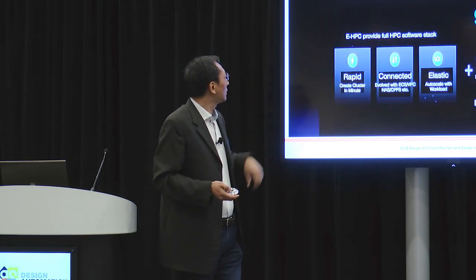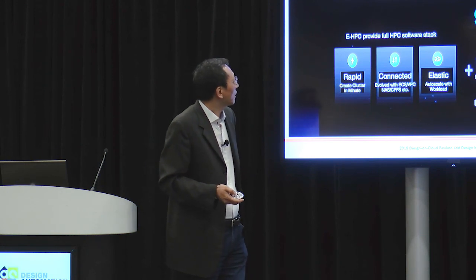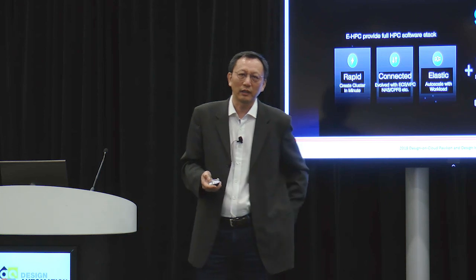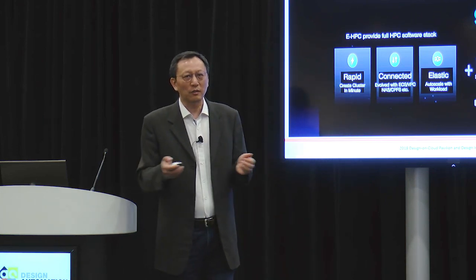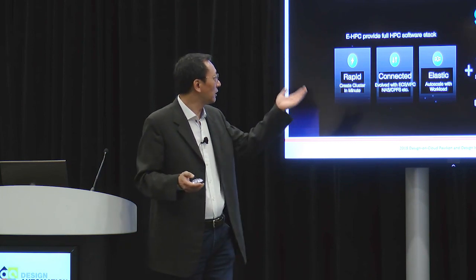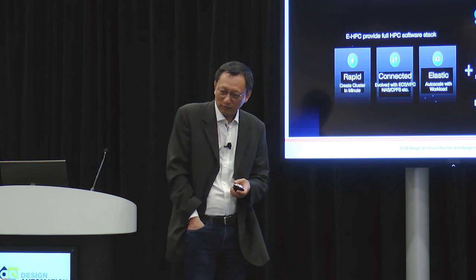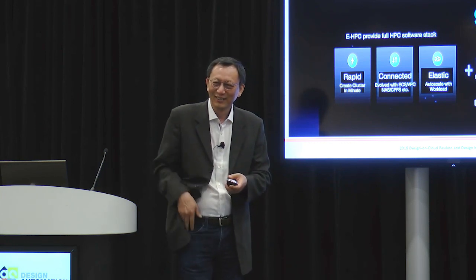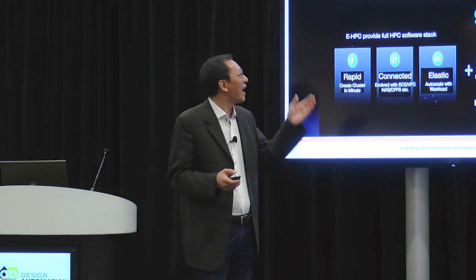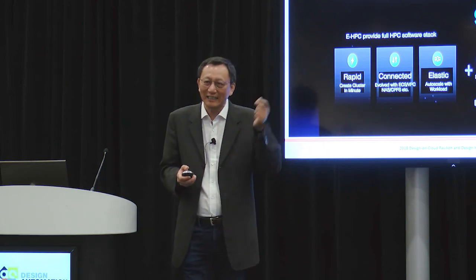So this is the eHPC that we call the SCC, a supercomputing cluster, and we are able to spawn it as needed. And if you look at this, we actually have 95% less network latency.